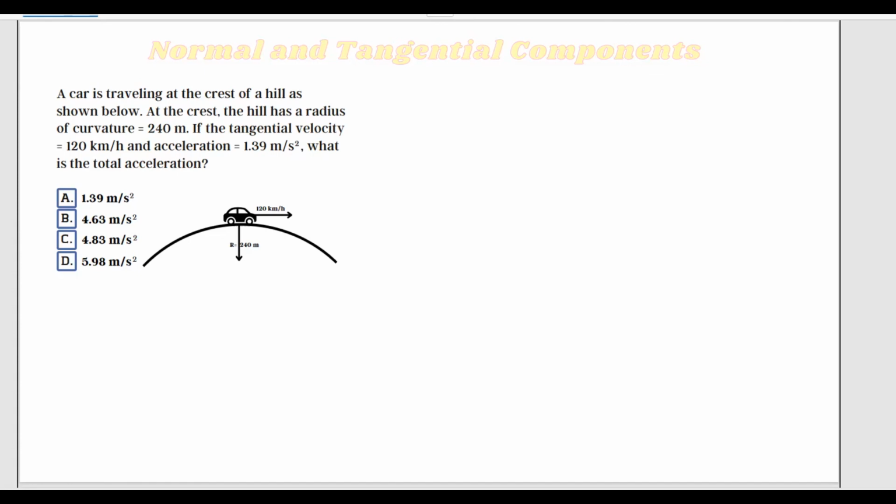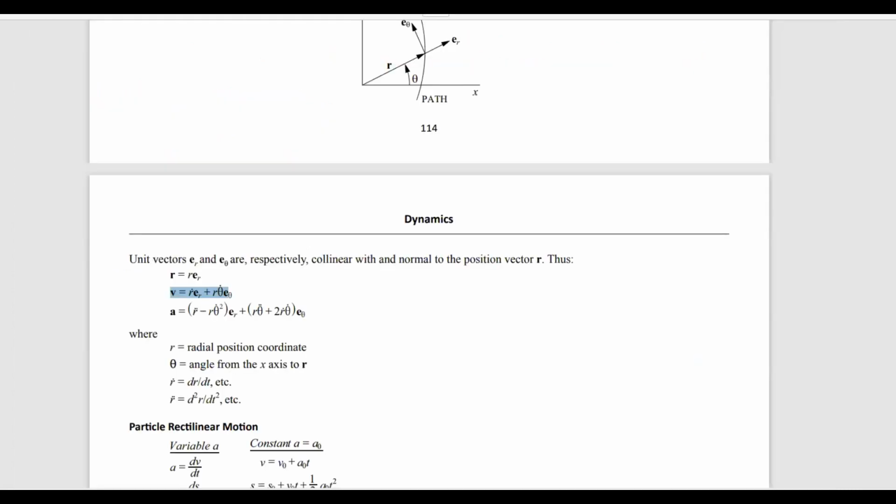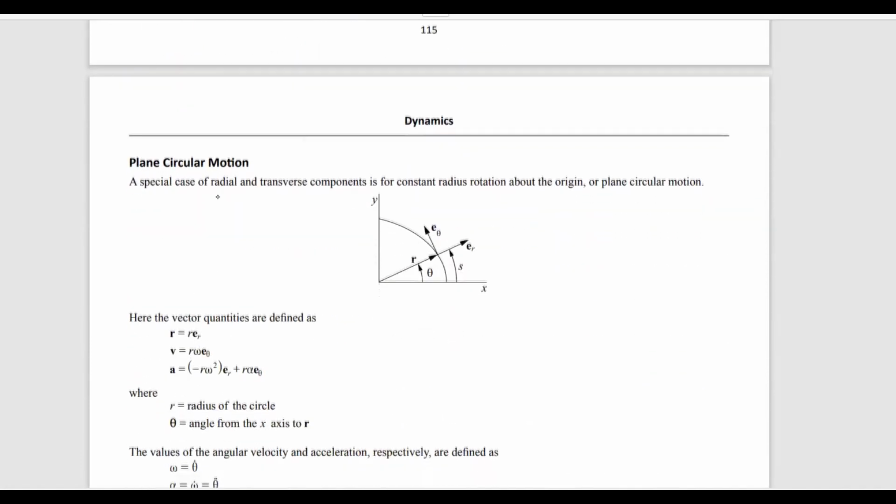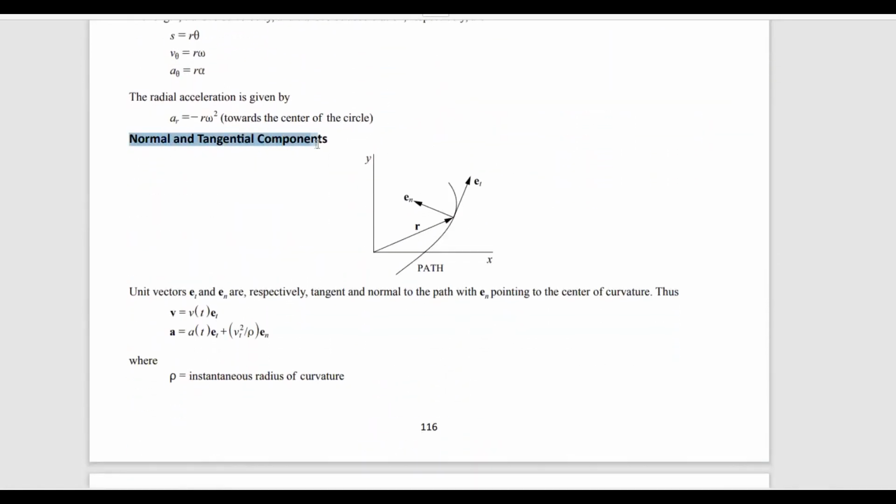Okay, so if the problem mentions the tangential velocity, that means that we are dealing obviously with normal and tangential components. So going back to the FE handbook, you can either type normal or tangential components, or if you know where they are, you can scroll down and find them. So the formulas we're going to use here, we have the formula for acceleration. Notice how acceleration is equal to the tangential acceleration, and then you have this formula v_t squared over radius of curvature, and this is nothing else than the normal acceleration.